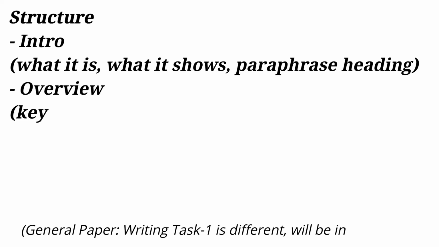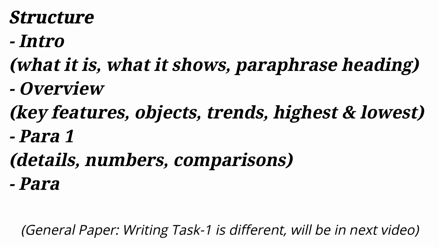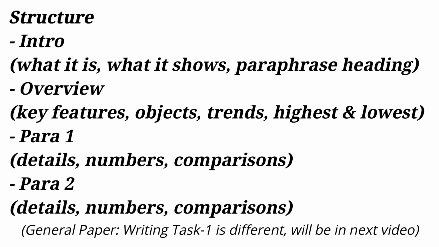Now, the structure of the ideal answer is that there is an intro, then there comes an overview, and then there are two paragraphs describing the details of the data. Now, the intro consists of what the data is and what it shows, and a tip here is to paraphrase the heading of the diagrams in the intro. Then comes the overview paragraph. In this, the best approach is to write the key features, the objects, the trends, and the highest and the lowest points. Then comes paragraph 1. Add details, numbers, and comparisons related to one object in this one. And in the second paragraph, you can combine other statistics shown in the diagram.